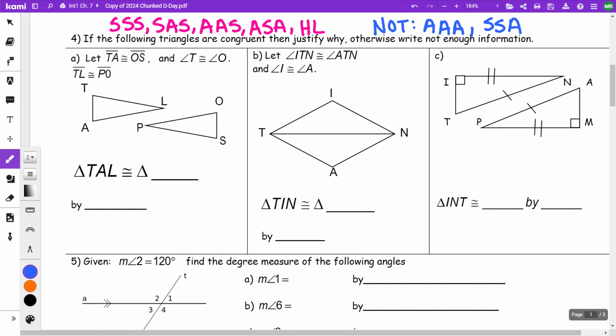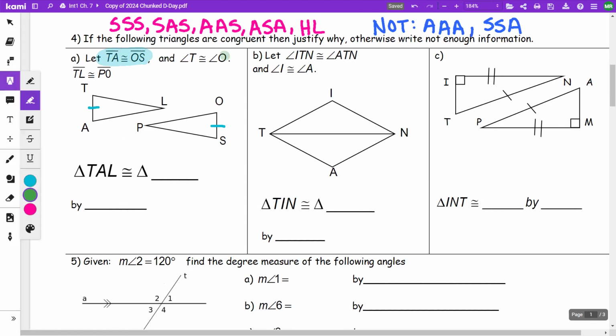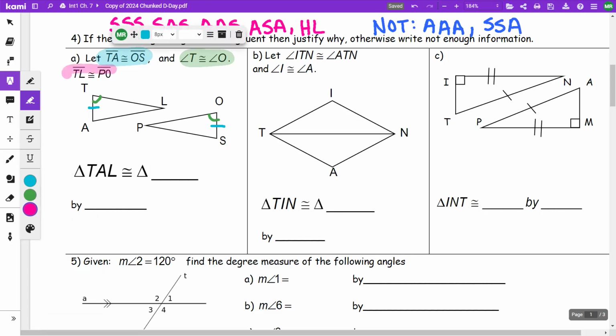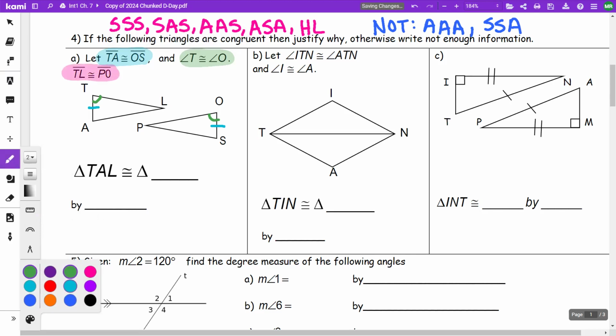So here it says that line segment TA is congruent to OS. So line segment TA is congruent to line segment OS. So I'm going to put the same marking. They also tell us that angle T is congruent to angle O. And then the last thing they say here is line segment TL is congruent to line segment PO. So I put all of those markings in.